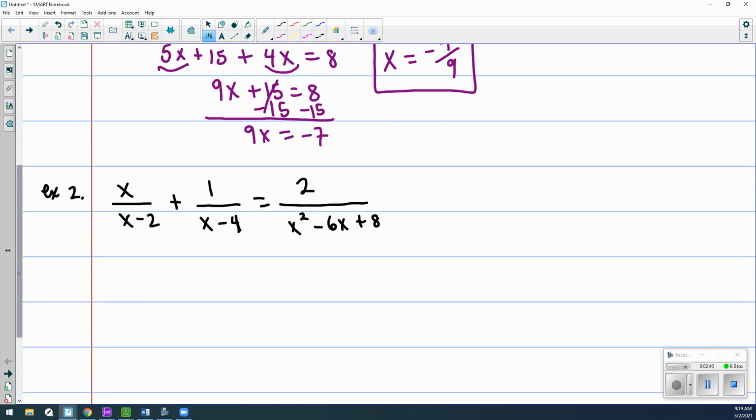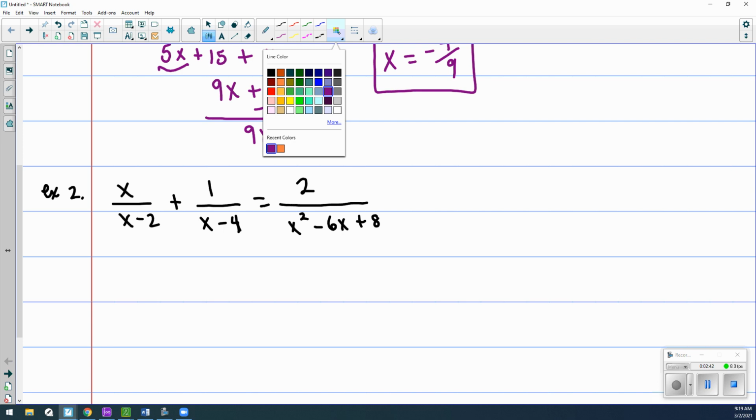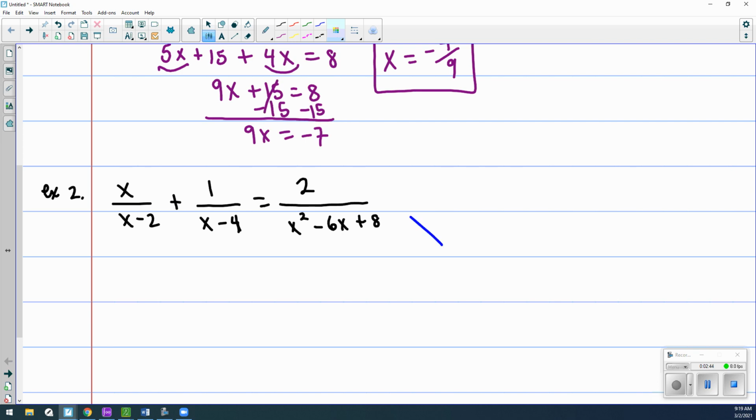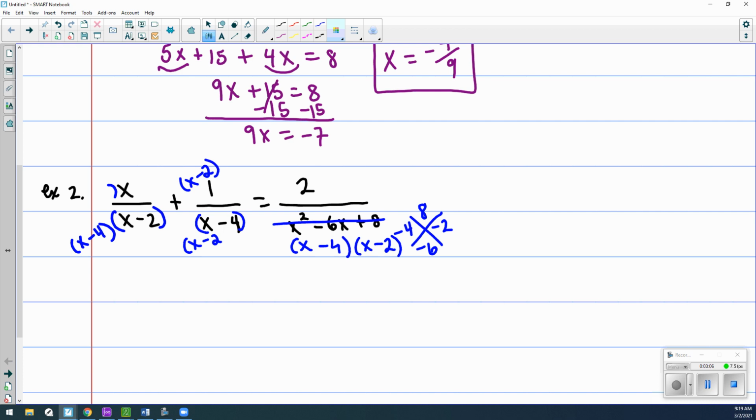All right, example 2, does anything factor? You bet your biffy it does. 8 and negative 6, negative 4 and negative 2. So x minus 4, x minus 2. So that, I could make that my common denominator if I multiplied here by x minus 2s and here by x minus 4s. How do you feel about that? Look good? Looks good to me.